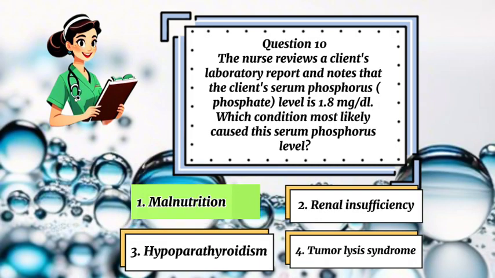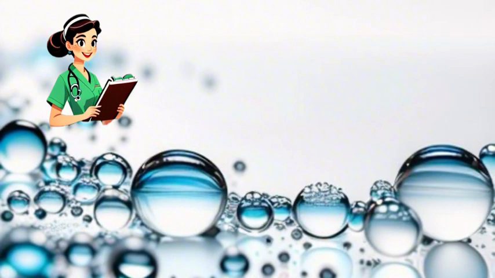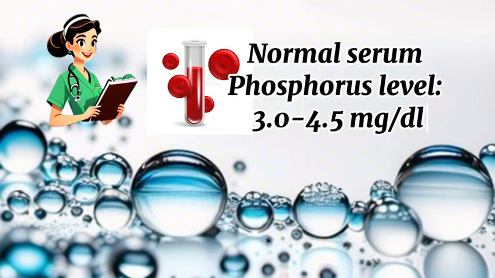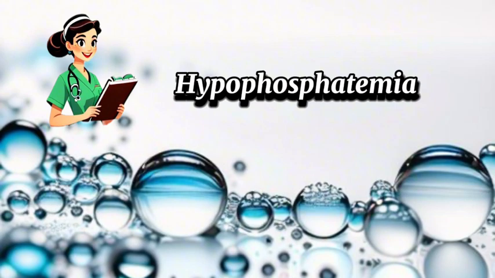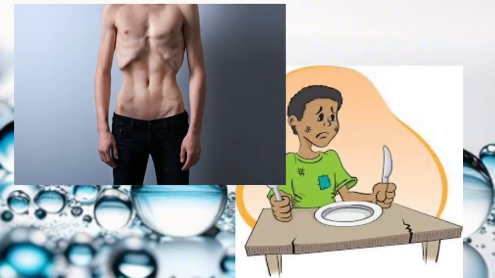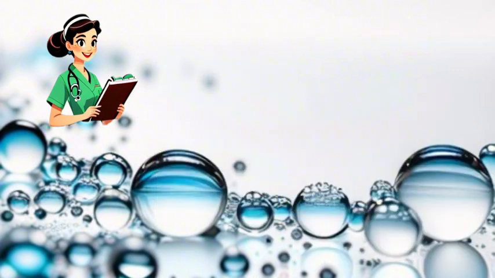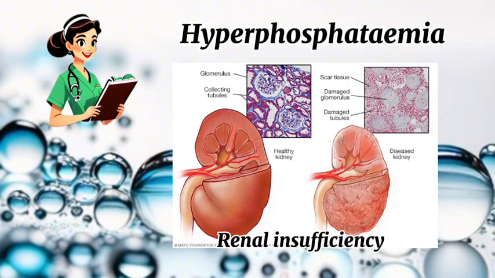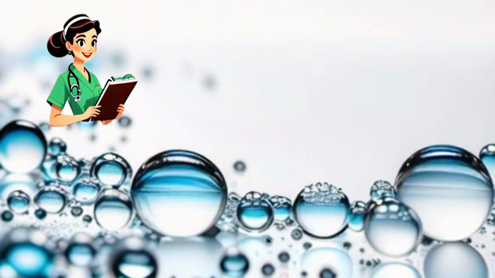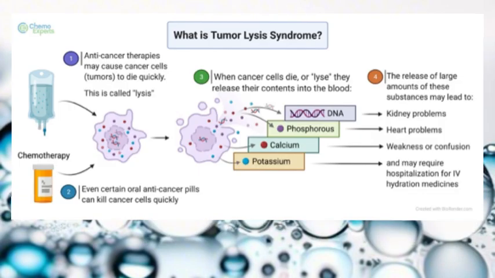1. Malnutrition. Rationale: the normal serum phosphorus (phosphate) level is 3.0 to 4.5 milligrams per dL. The client is experiencing hypophosphatemia. Causative factors relate to malnutrition or starvation and the use of aluminum hydroxide-based or magnesium-based antacids. Renal insufficiency, hypoparathyroidism, and tumor lysis syndrome are causative factors of hyperphosphatemia.